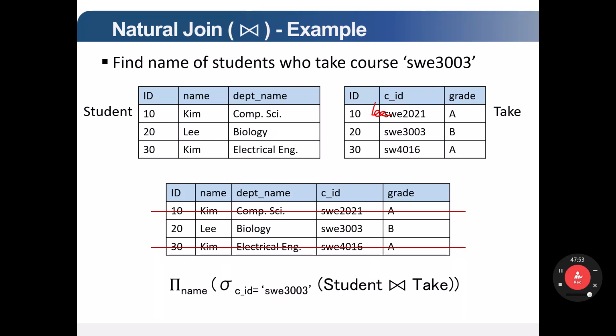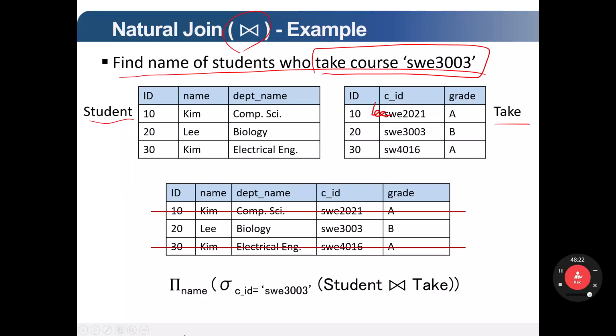Okay, let's move on. So, this query requires some information stored in the student table and some information stored in the text table. So we apply the natural join. After that, we have this filter condition. We only care about courses, course with ID SW3003. So we have a selector condition here and a projection operation.